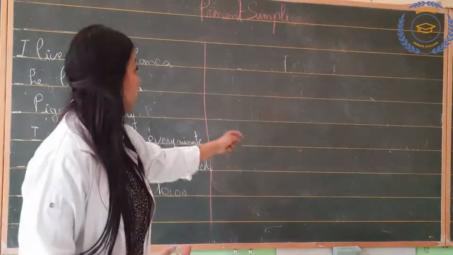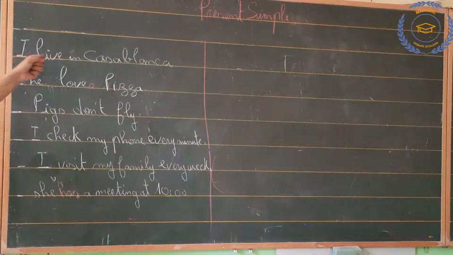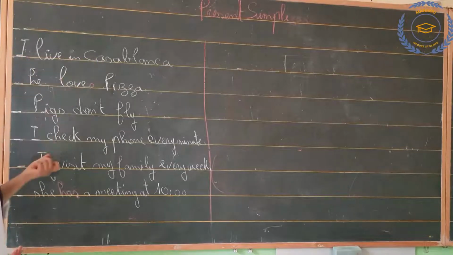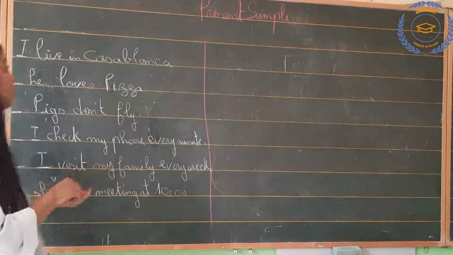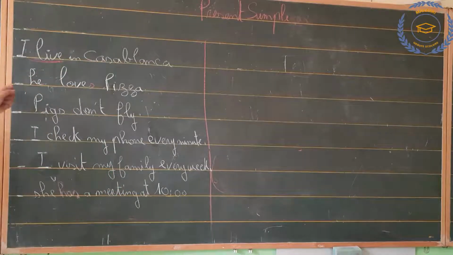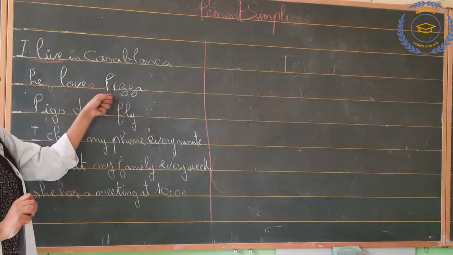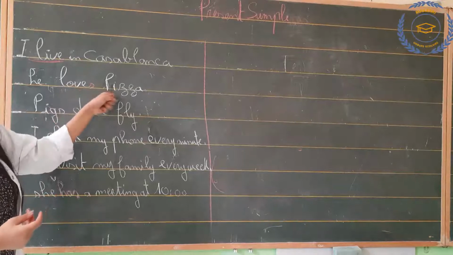Okay? Let's have a look at these examples. In the first example, I live in Casablanca. Here I'm giving information about myself. I live in Casablanca. This is present simple. He loves pizza. Expressing desire. He loves pizza.